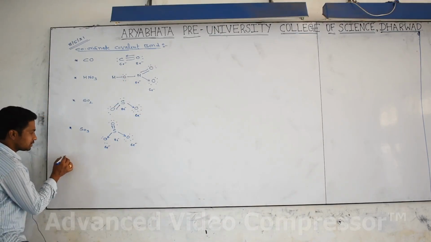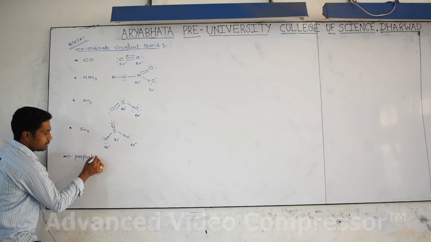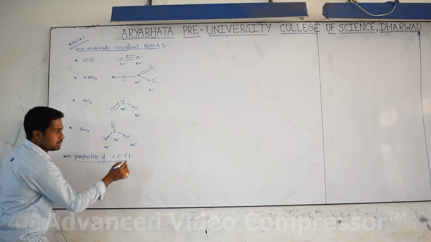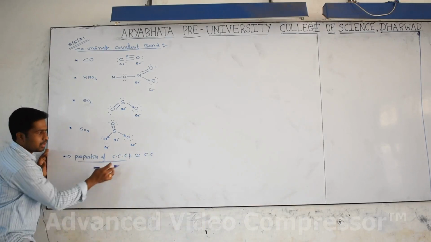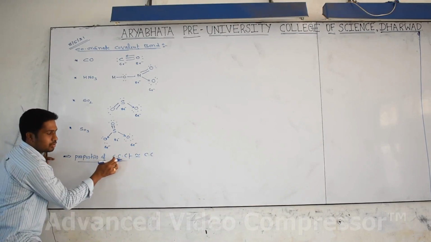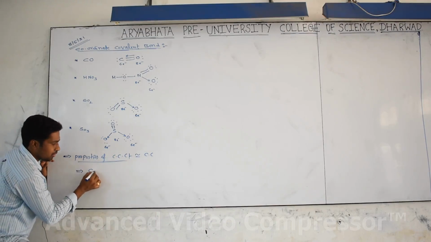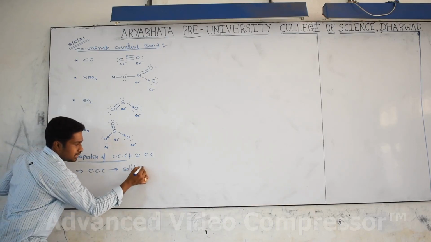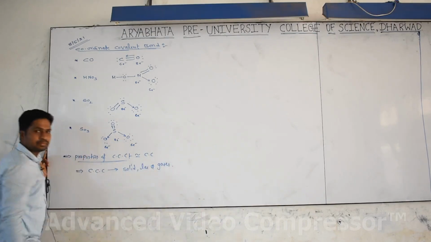Now I will tell you some important things, the properties of coordinate covalent compounds, which are not similar to the covalent compound properties. A compound containing coordinate covalent bonds is called a coordinate covalent compound. First of all, we have to discuss the physical state. Coordinate covalent compounds exist in the solid phase, liquid phase and also the gaseous phase.